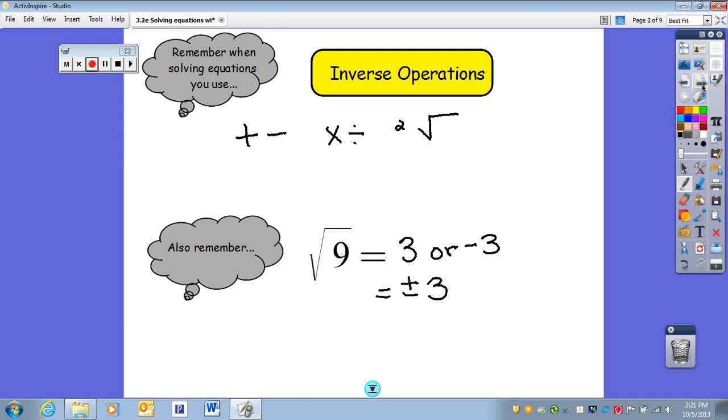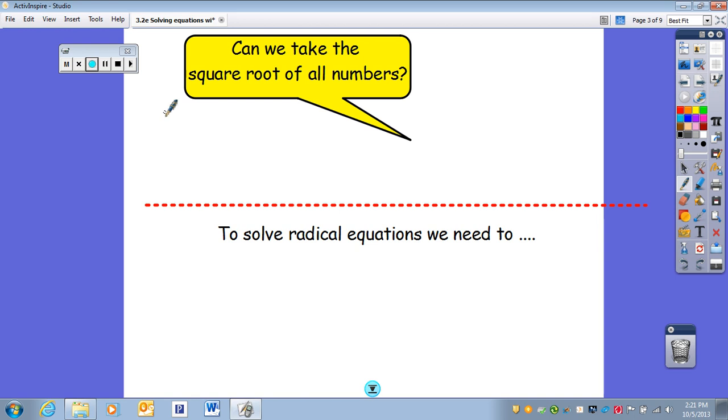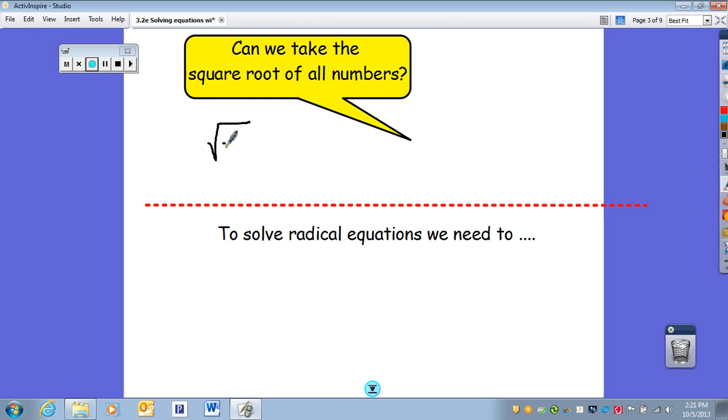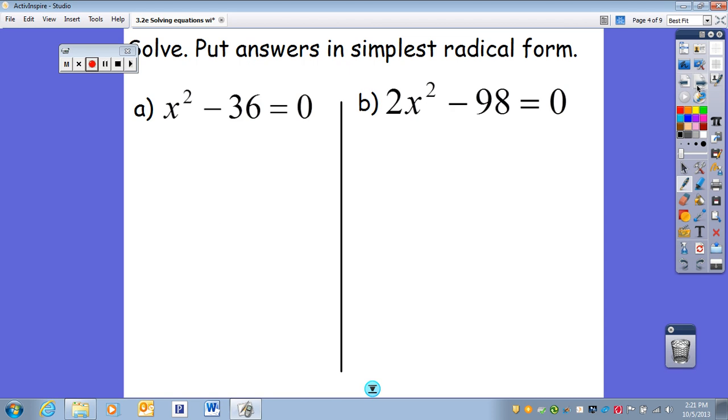So, can we take the square root of all numbers? Remember that the square root of a negative number has no solution in the real number system. And in order to solve radical equations, we need to isolate, or get, the x squared by itself. Just like when we're solving an equation or an inequality, we got the variable by itself. When we use radicals to solve equations, we want to get the x squared by itself. So let's take a look at some examples.